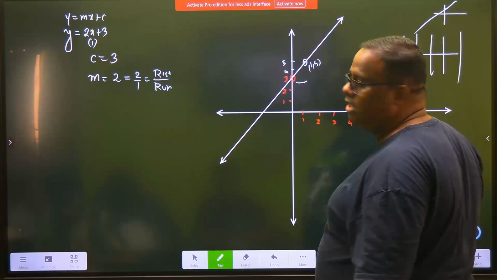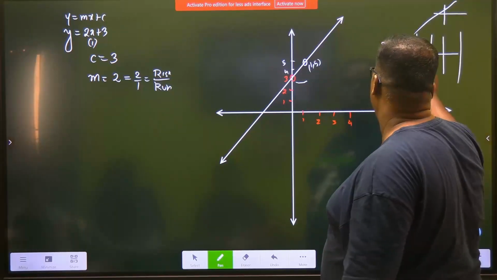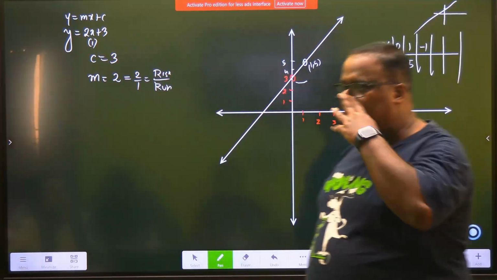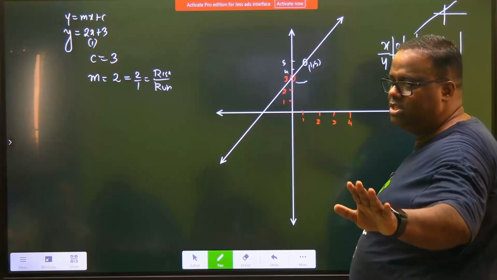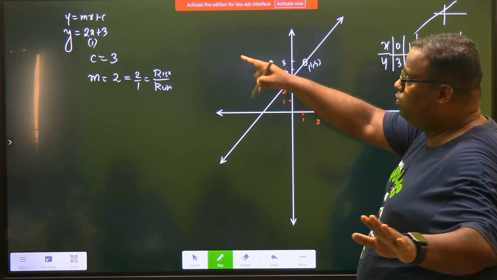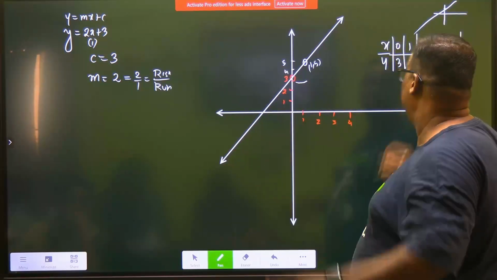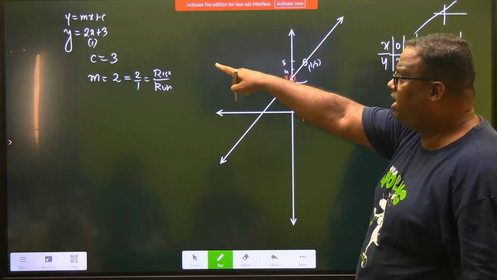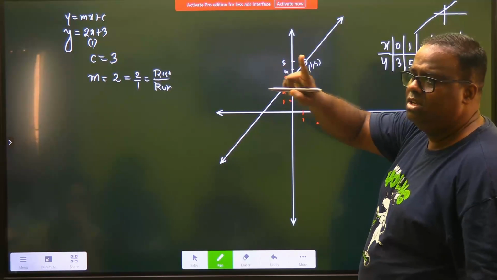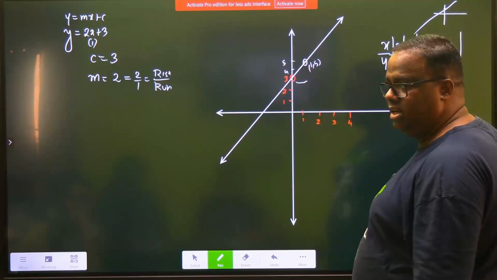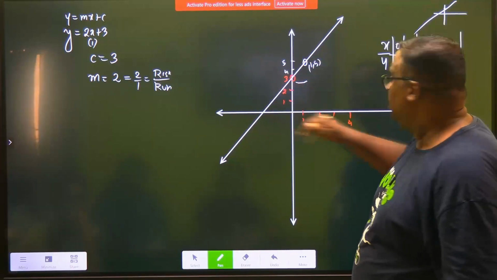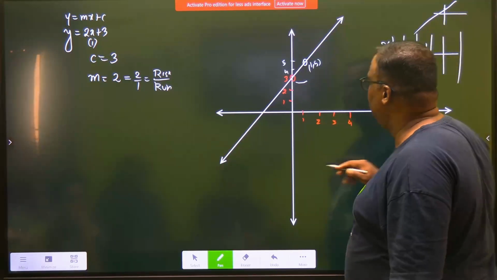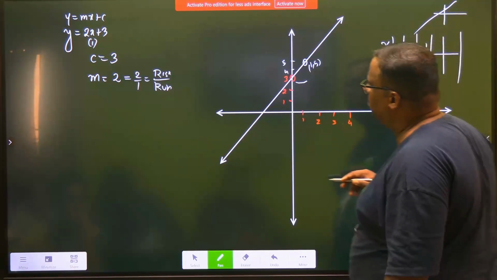If x is 1, then y is how much? 5. If x is negative 1, put negative 1. 2 into negative 1 is negative 2. Then the y's value should be how much? Negative 2 plus 3, y's value should be 1. Clear? 2 into minus 1 is minus 2 plus 3. Come on, you're in grade 9 now. Minus 2 plus 3 is 1. Clear? Did you plot this point? No. You check it. This line will pass through minus 1, 1.